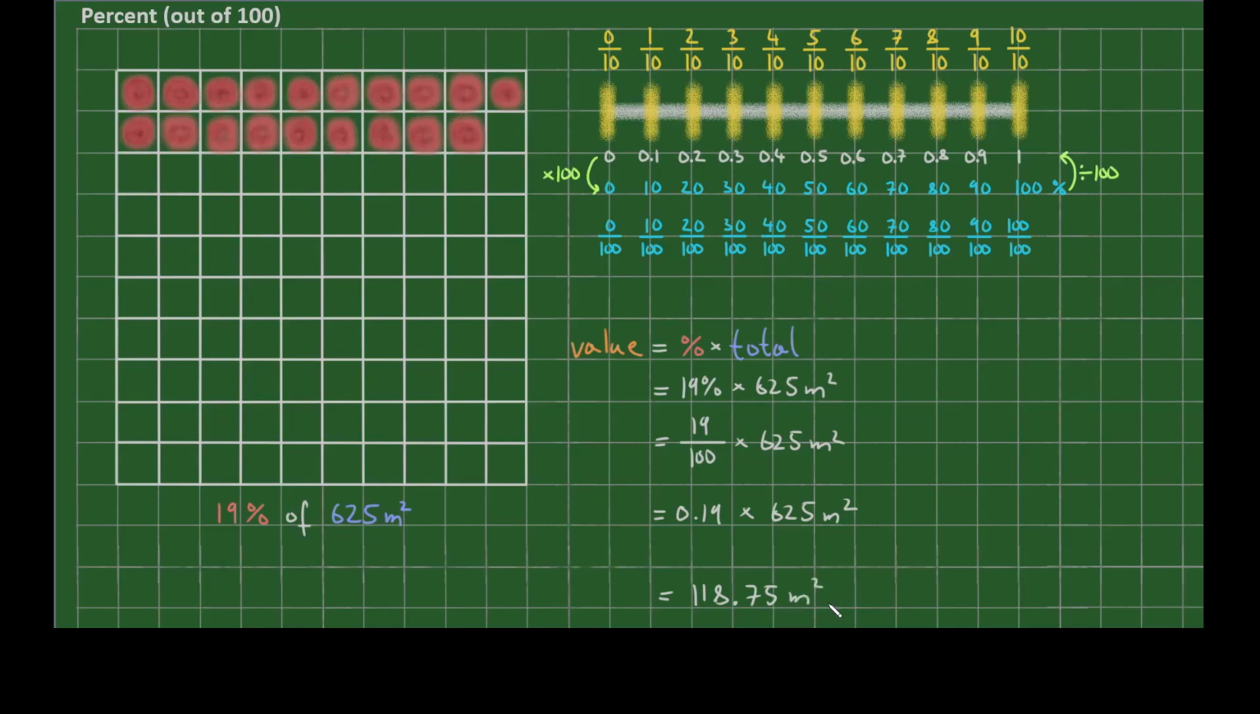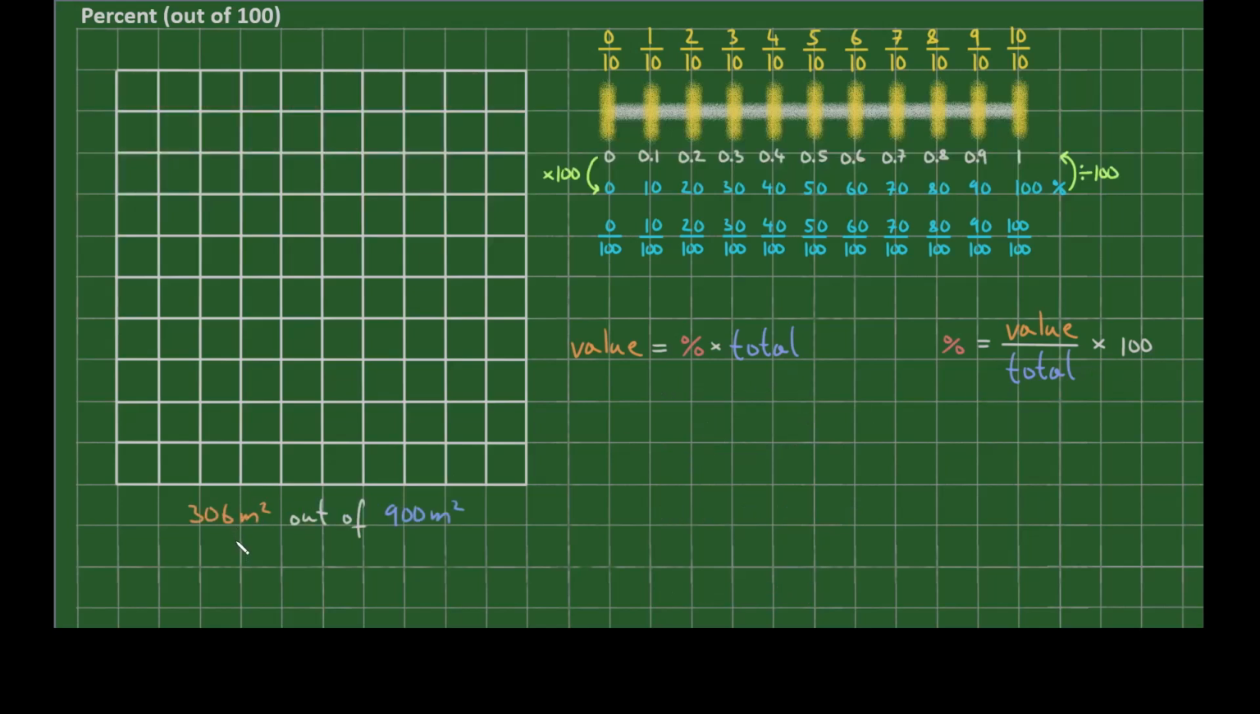What if I want to determine the percentage rather than the value of the percentage? I can rearrange the formula at the top to make the percentage the subject of the formula. When all is said and done, we would end up with the following formula. Percent equals value divided by total multiplied by 100. Let me bring in another problem.